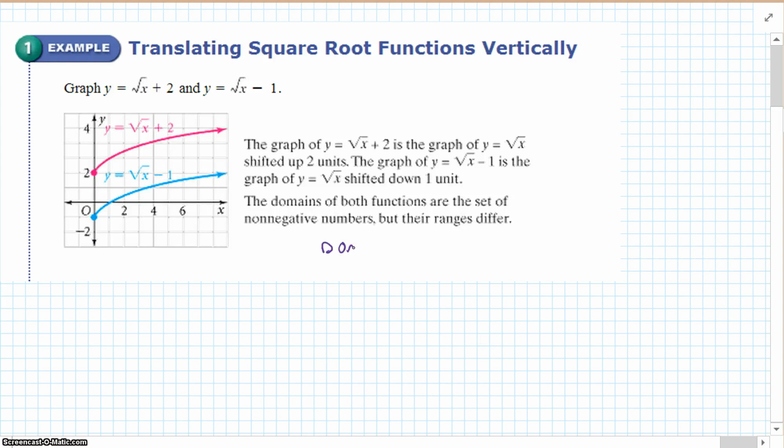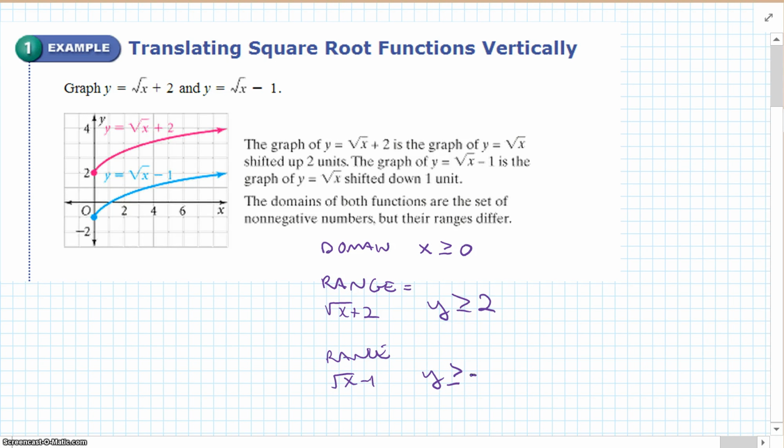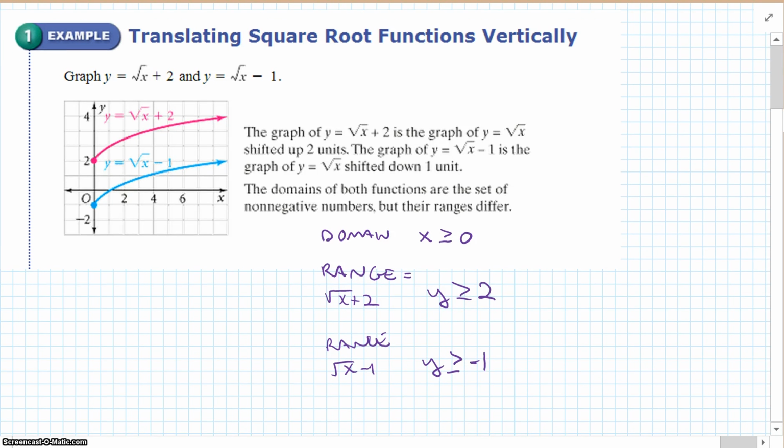So the domain for both would be x greater than or equal to 0. The range, however, varies. All right, the range for the square root of x plus 2 would be y is greater than or equal to 2. The range of the square root of x minus 1 is y greater than or equal to negative 1.